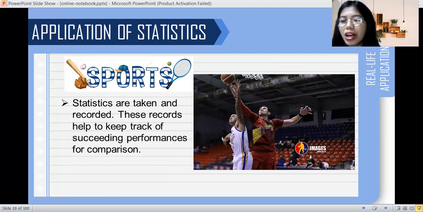has it. So, nakakatulong yung statistics to identify the winner of the games based on the recorded scores and also ma-identify din yung mga kung sino yung MVP. Ganun po yung example ng application ng statistics sa field ng sports.